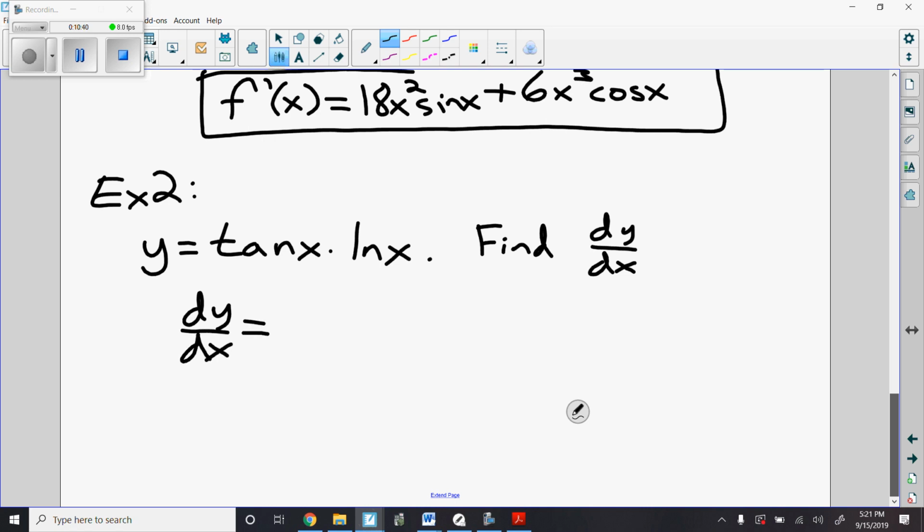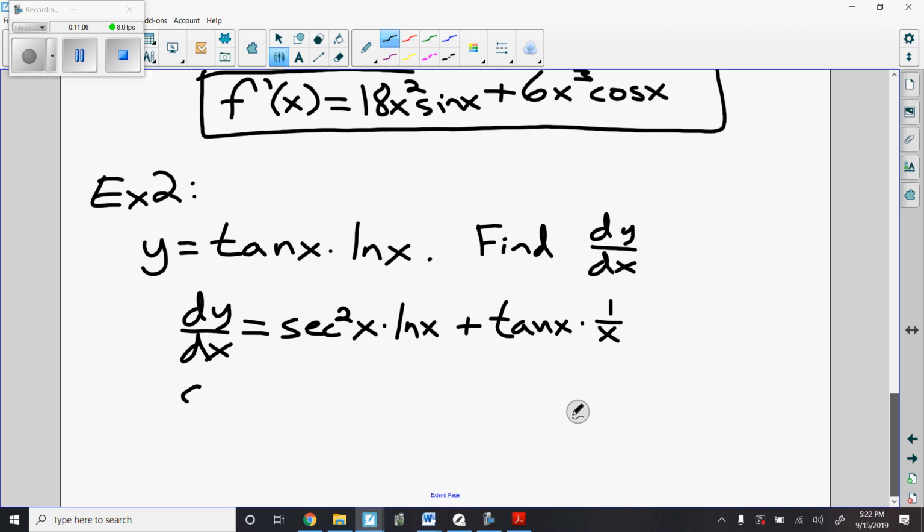Well, I'm going to do the derivative of the first function, which is secant squared x. It's one of the ones to memorize. That's the derivative of the first times the second, ln x, plus the first, which is tan x, times the derivative of the second, which is 1 over x.